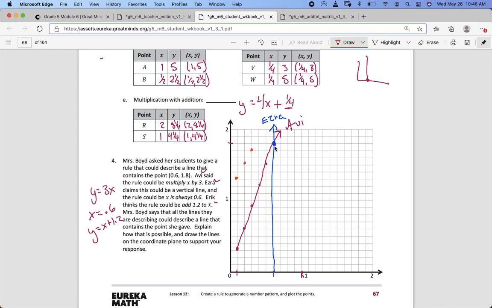Wait a minute, what am I doing wrong? Add 1 2/10 to x. So 6 is 1 8. 5 would be 1 7. 4 would be 1 6. 3, 1 5, there we go. Sorry, I got a little off track there. Okay. And this one is called Eric. And all 3 of those lines go through that point. See that? Cool. We just used 3 different rules.